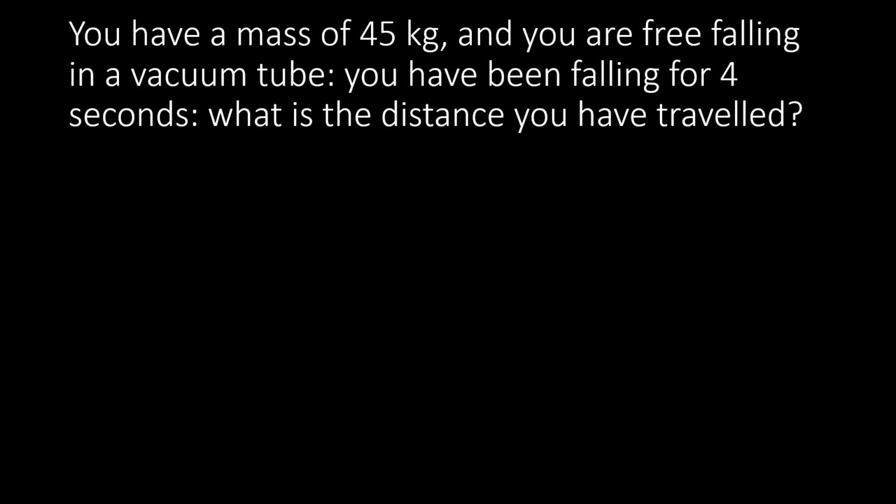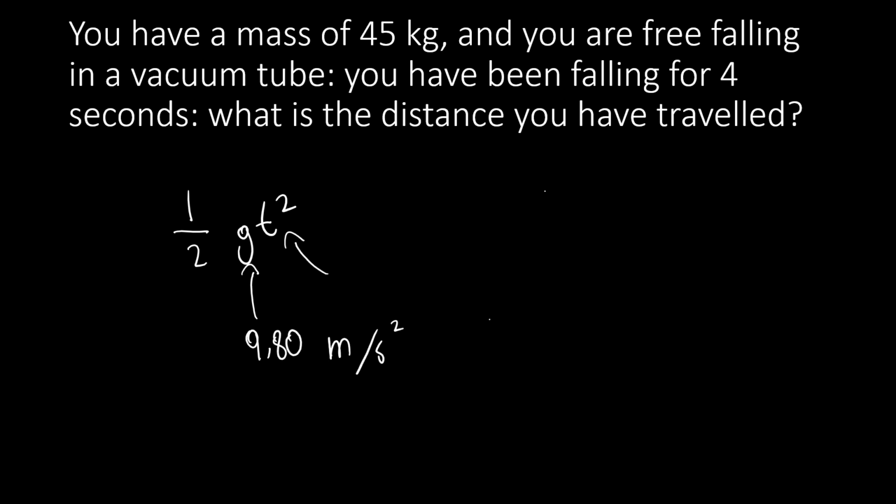You have a mass of 45 kg and you're free falling in a vacuum tube. You've been falling for 4 seconds. What's the distance you've traveled? We know that the distance you've traveled because of free fall is 1/2 gt squared. It doesn't matter what your mass is because there's no place to plug your mass into this equation. All we need is the acceleration due to gravity, which is 9.80 meters per second squared, and your t, which is 4 seconds.